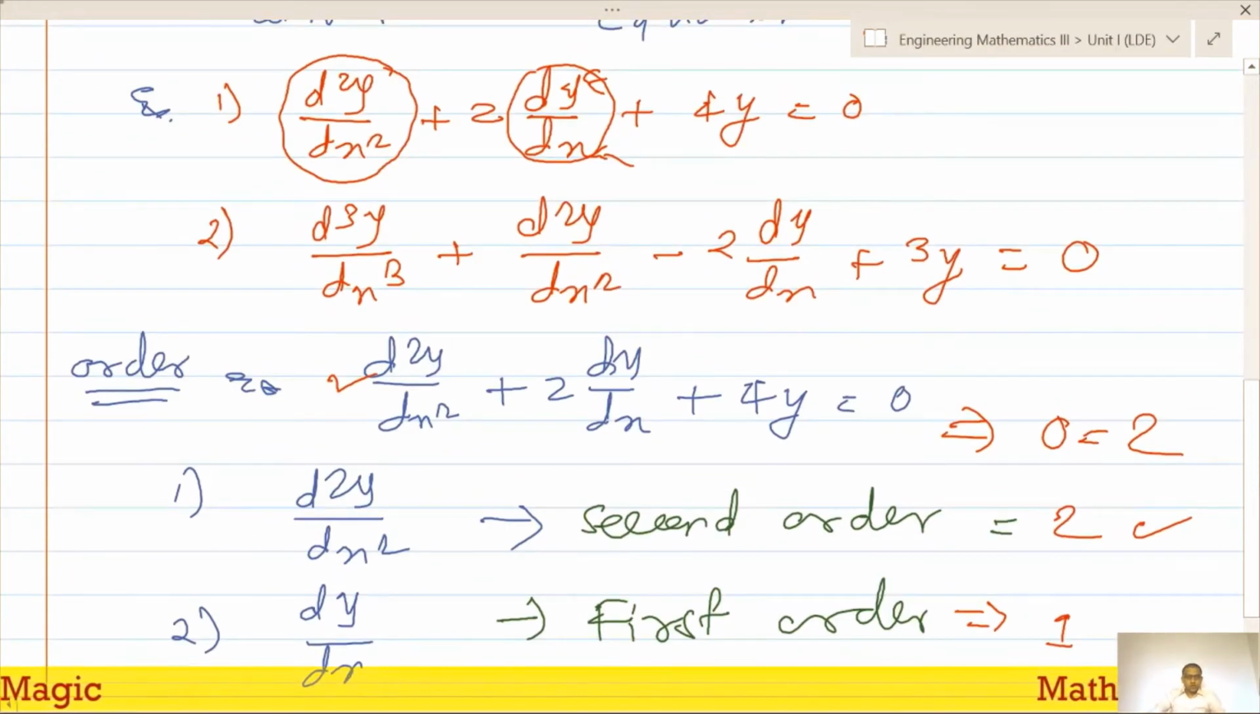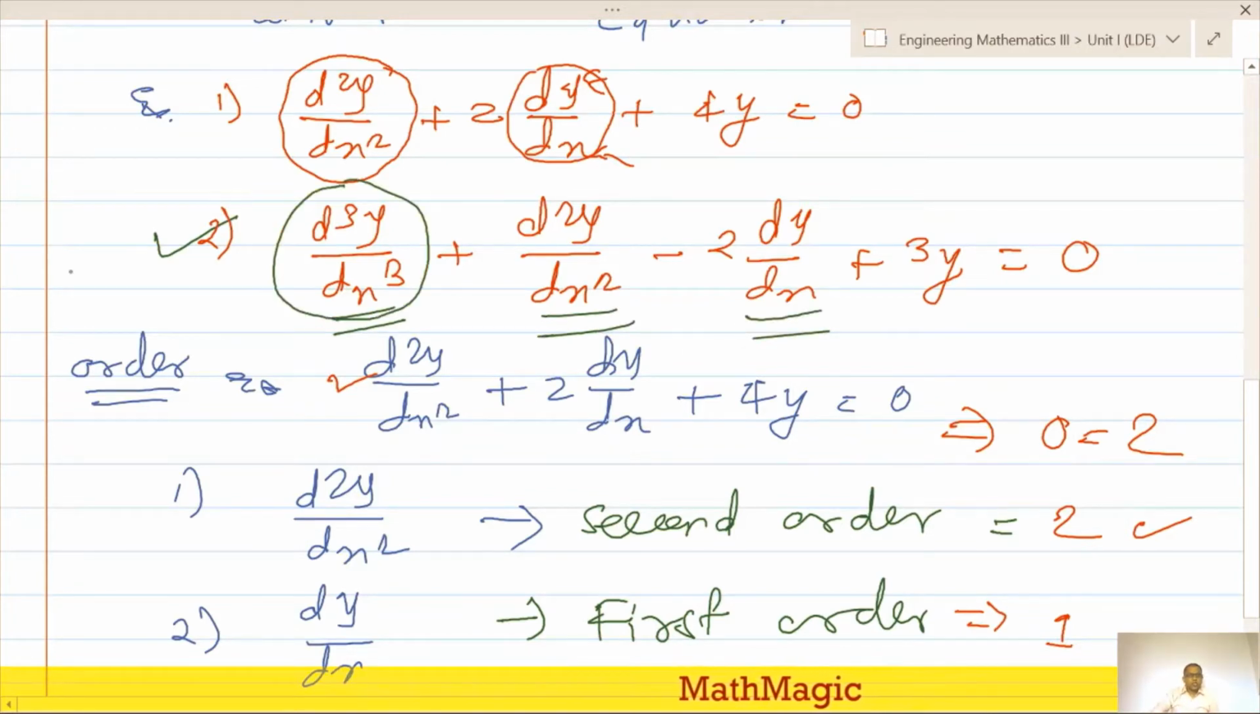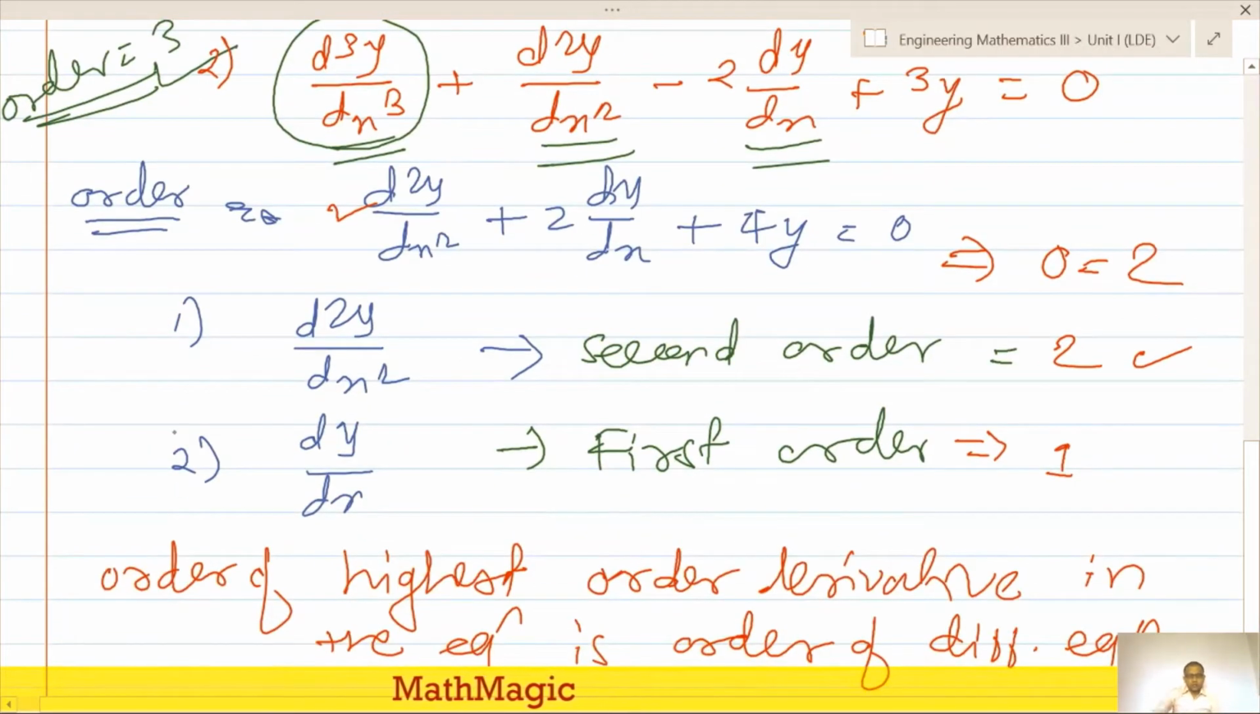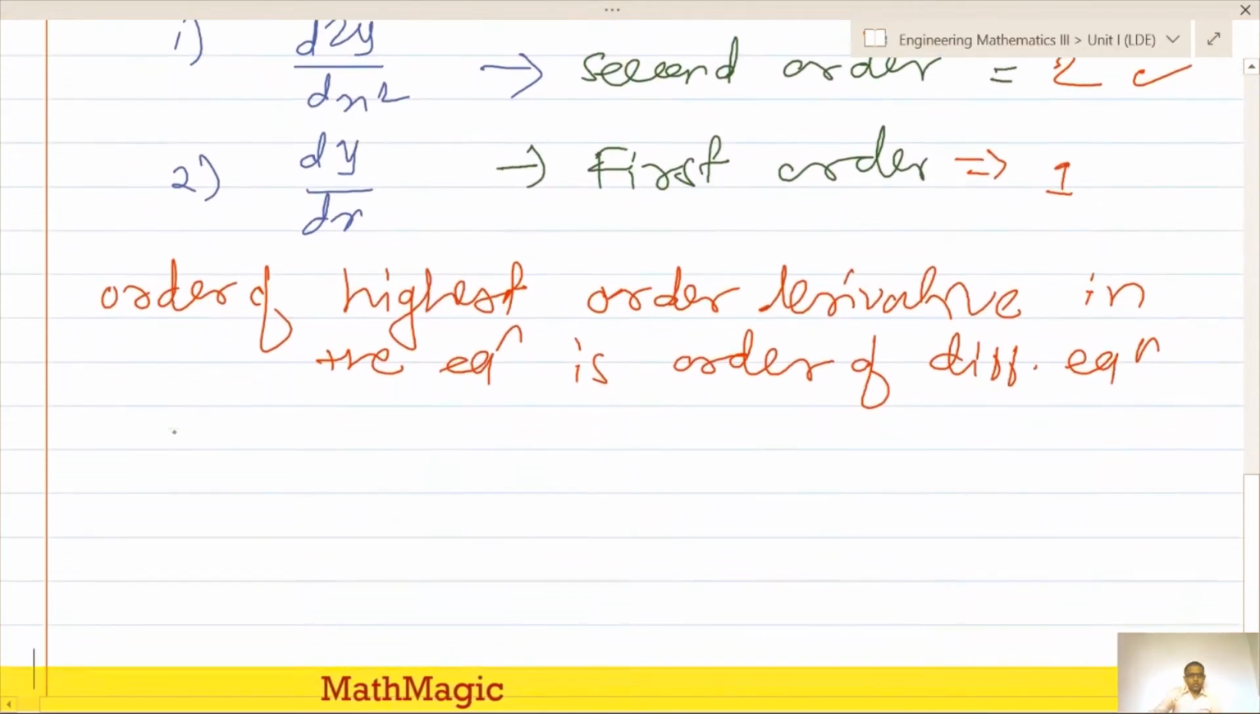So see the other equation. What is the order of this equation? This is the third order derivative term, this is the second order derivative term, and this is the first order derivative term. The highest order is 3, and therefore the order of this equation is 3. Got it? Now, what is the degree of the differential equation? Degree is also important because our concept depends on the degree.